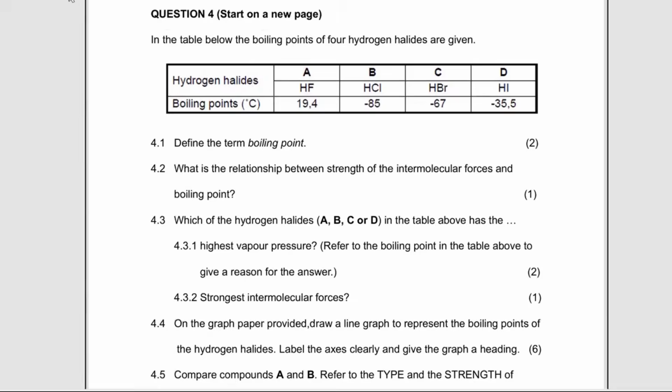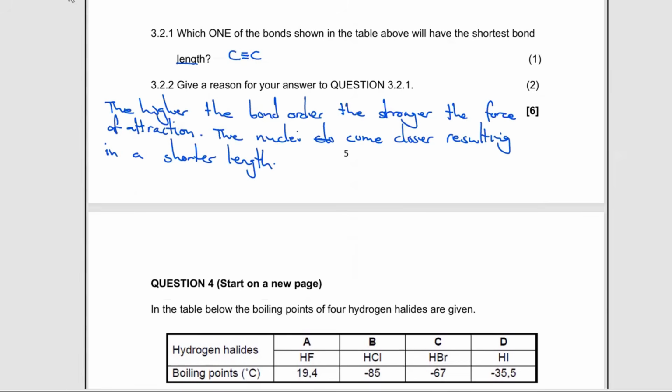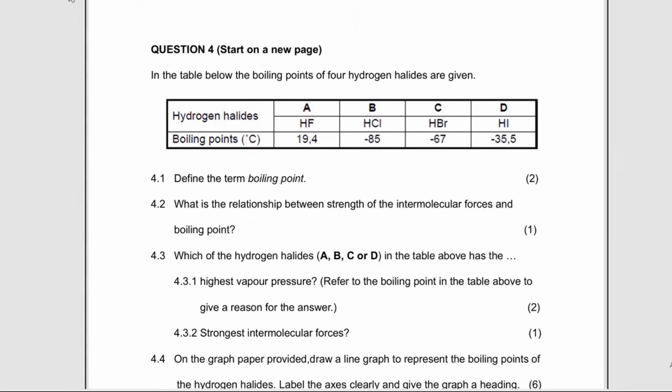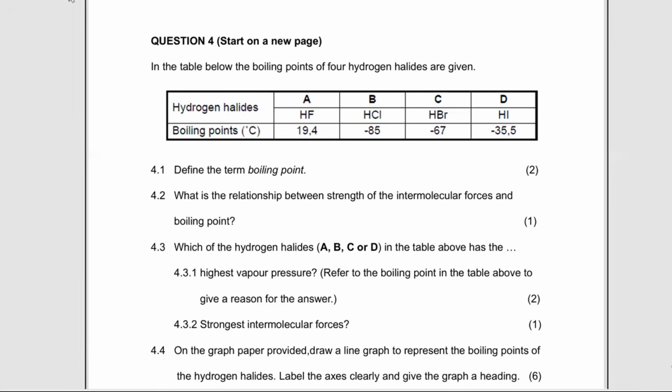Question number 4 reads: in the table below, the boiling points of 4 hydrogen halides are given. So we are given A to D. Then differences in boiling points there, can you see? They're decreasing from left to right. The one with the lowest is D. The one with the highest is HF, with a boiling point of 19.4.